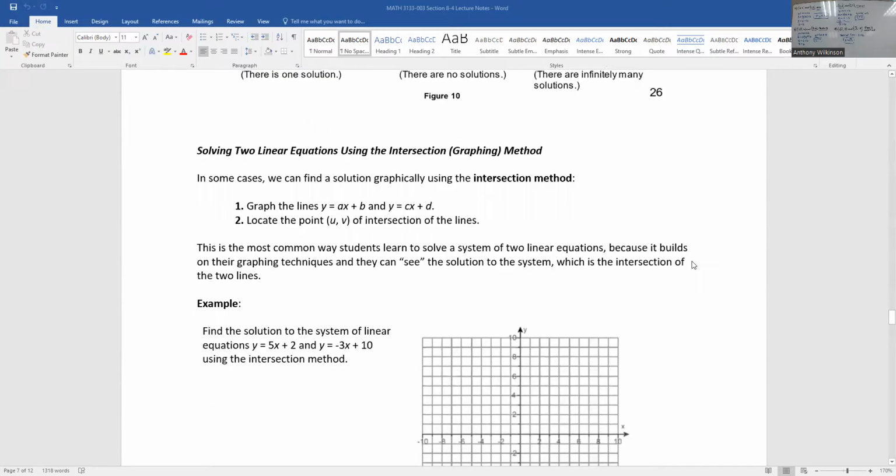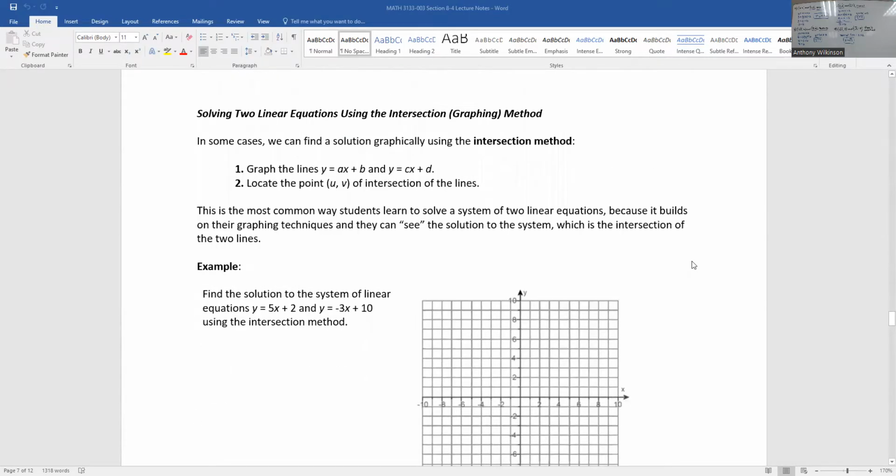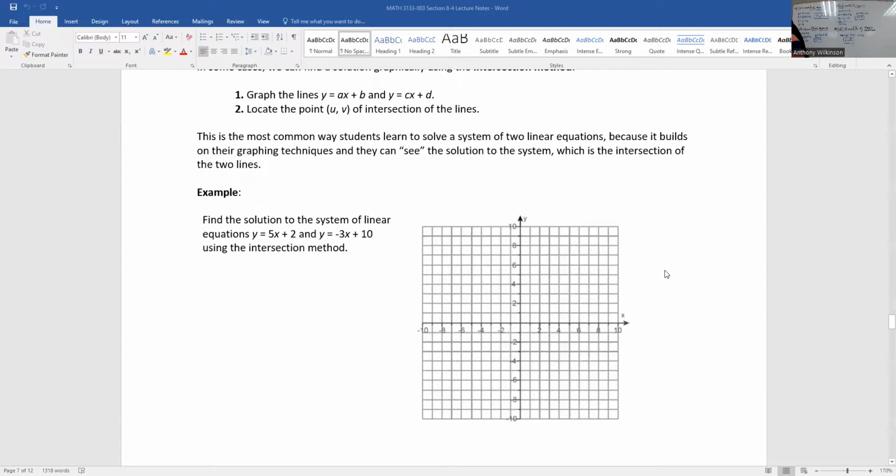Okay. All right, let's start with this one. Start solving two linear equations using the intersection or the graphing method. Okay, so the first thing you do there is graph the two lines on the coordinate plane, y equals ax plus b and y equals cx plus d. And then you're going to locate the point, and they use u and v, the point of intersection of those two lines. That will tell you the solution. Okay.